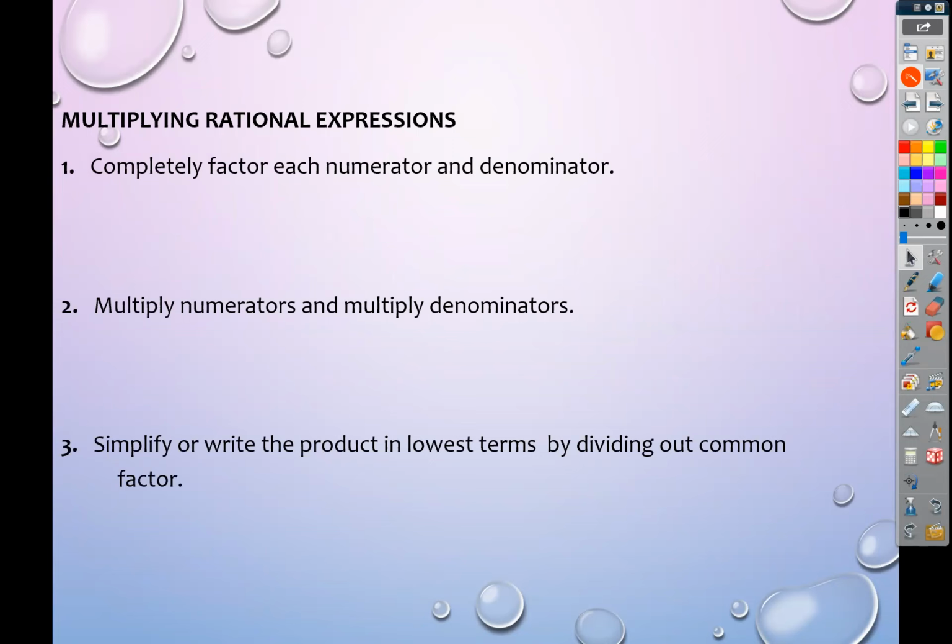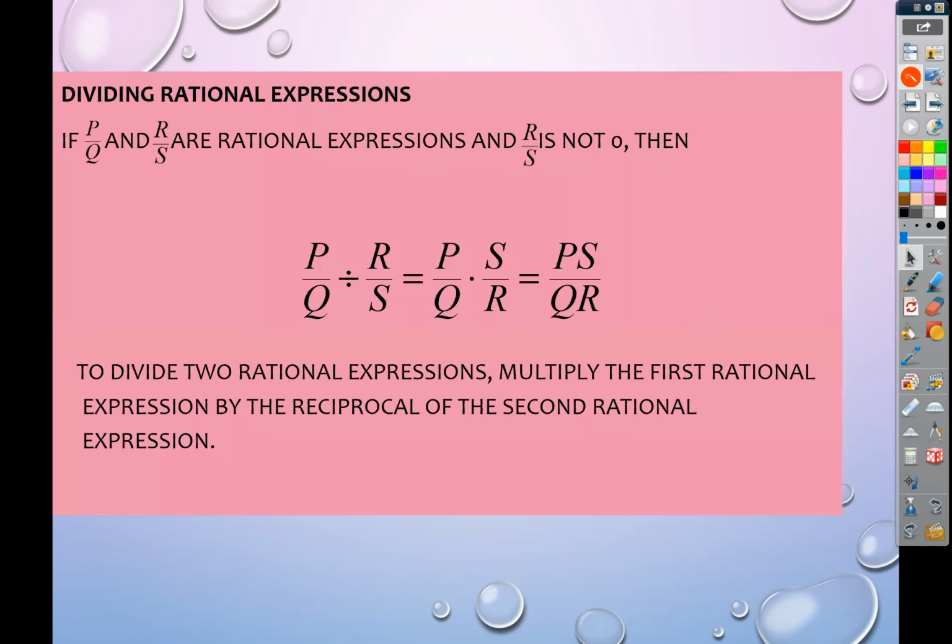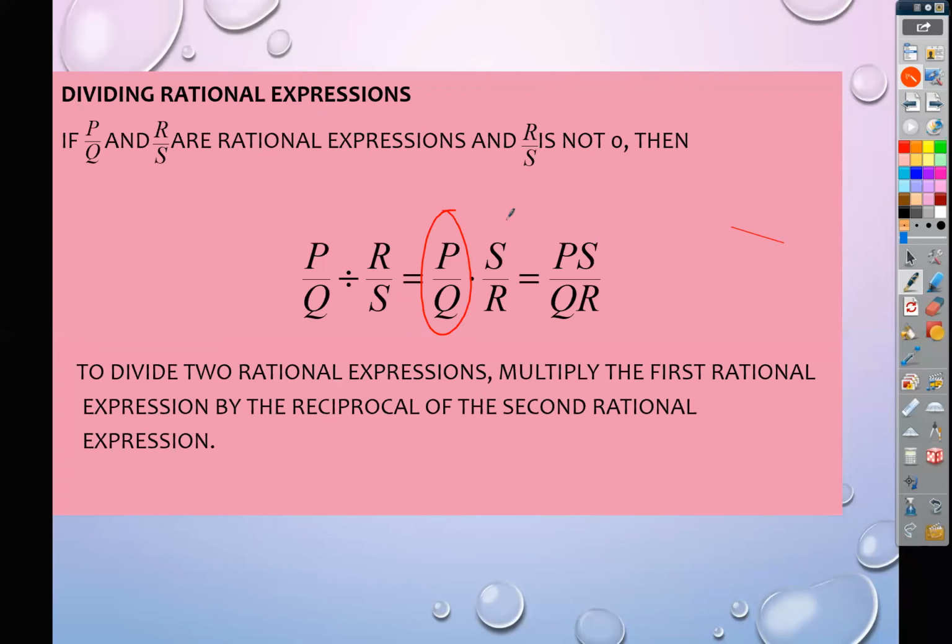Multiplying rational expressions. Completely factor each numerator and denominator like we did in the last one, then multiply the numerators and multiply the denominators with each other. Simplify or write the product in lowest terms by dividing out common factors. Now, if you're dividing, remember you keep, change, flip, so you keep the first fraction the same, then you flip the second one, and then you multiply.